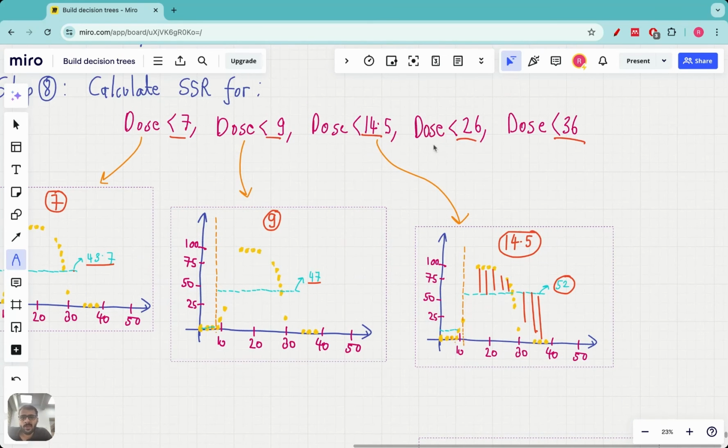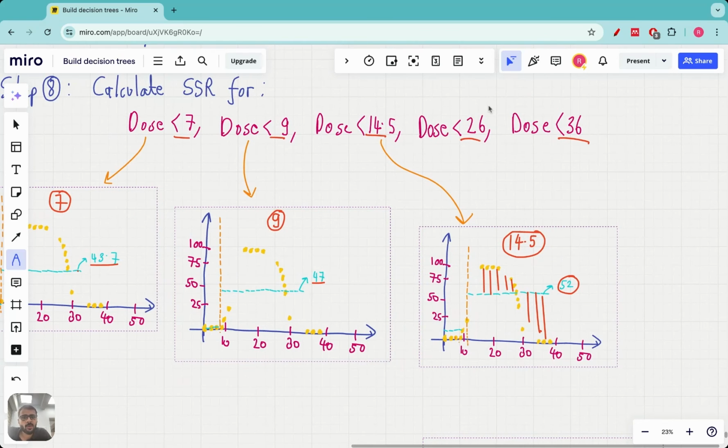If you can similarly do the plots for dose less than 26, and you can do the plots for dose less than 36 as well. In fact, what I will do is that as the homework assignment, if you are watching these lectures and if you are following, I would highly encourage you to go back and make similar plots like this. Find this average value for dose less than 26 and dose less than 36. This will make sure that the concepts are clear.